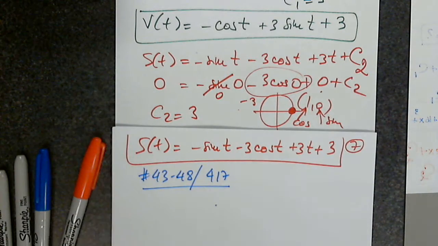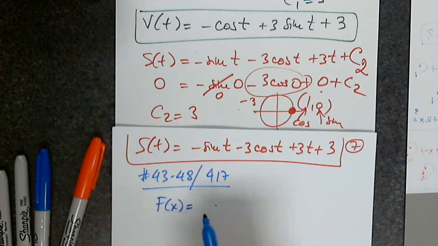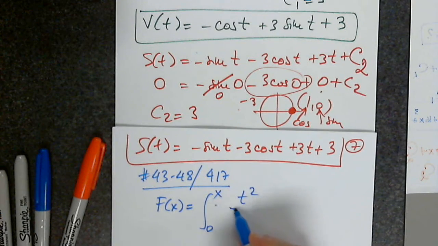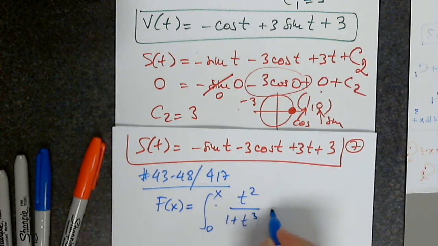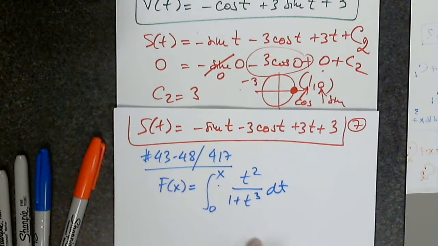And I did not forget a distance situation. We'll find one in a minute, okay? Eric wanted to see another total distance situation, which we're going to do in a minute. Okay, so let's start with 43. F of x equals the integral from 0 to x of t squared over 1 plus t cubed dt. We are asked to find the derivative of the function.